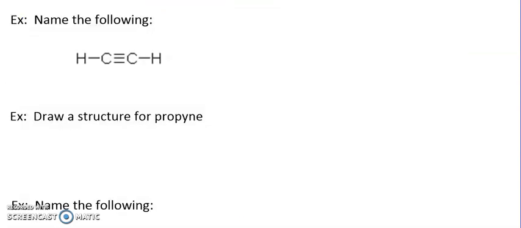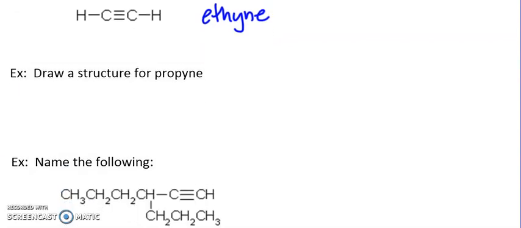Name the following. All right, so we have 2 carbons, and we have a triple bond in the middle with no branches, nothing else attached. So 2 is eth, and because it's a triple bond, it's ethyne. And the common name for this is acetylene.